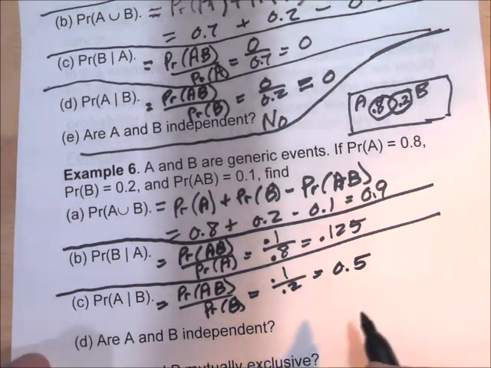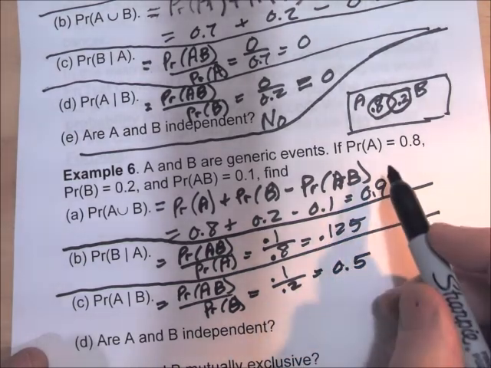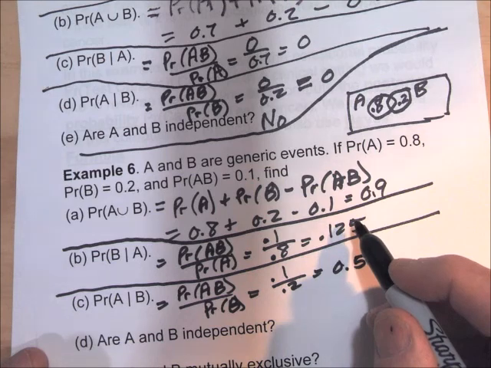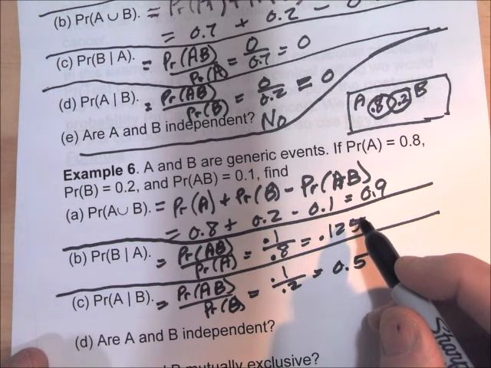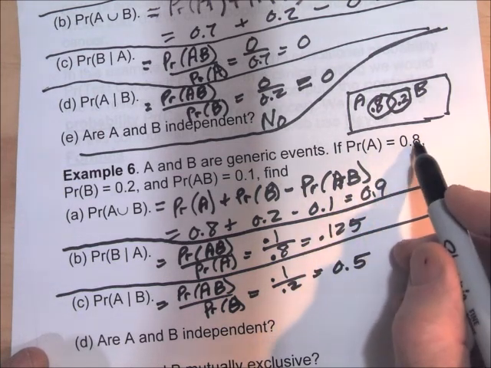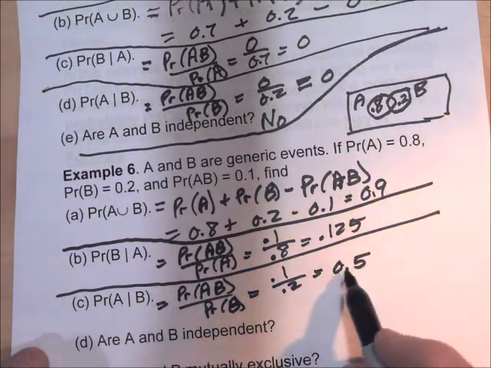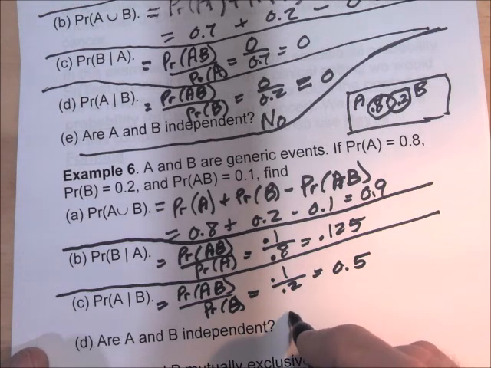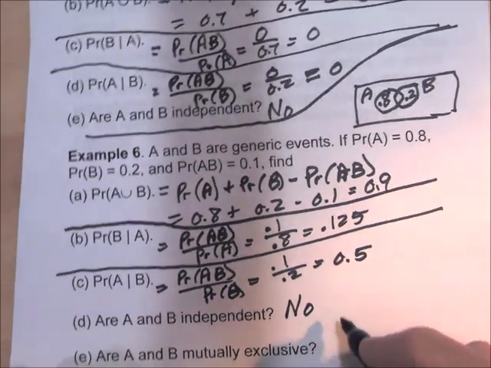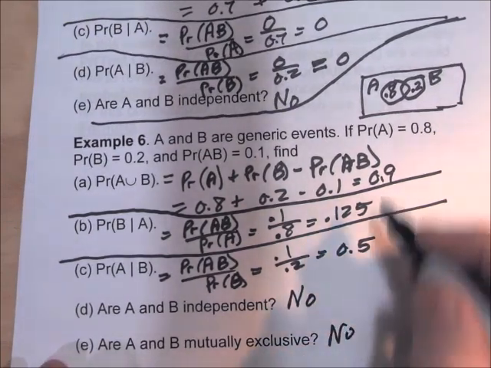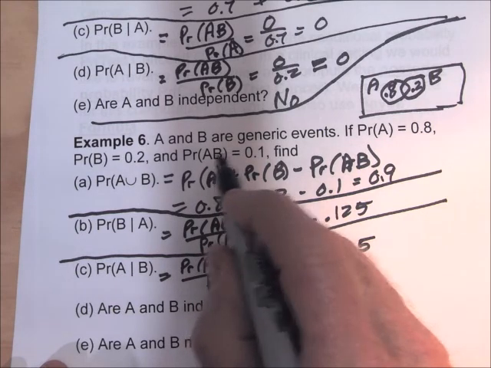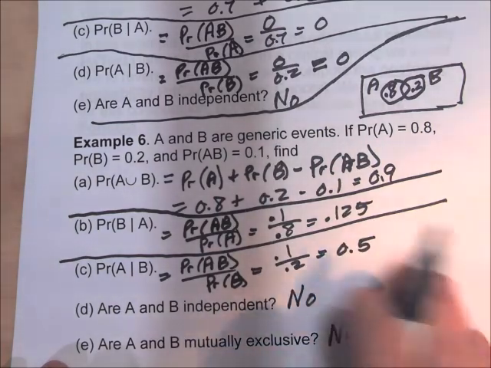Are A and B independent? So no, because the conditional probabilities are not the same as the original probabilities. So the probability of A is 0.8, the probability A given B is 0.5, so those are not the same. So they're not independent. Are A and B mutually exclusive? And the answer is no, because the probability of both is 0.1, which is not equal to 0.